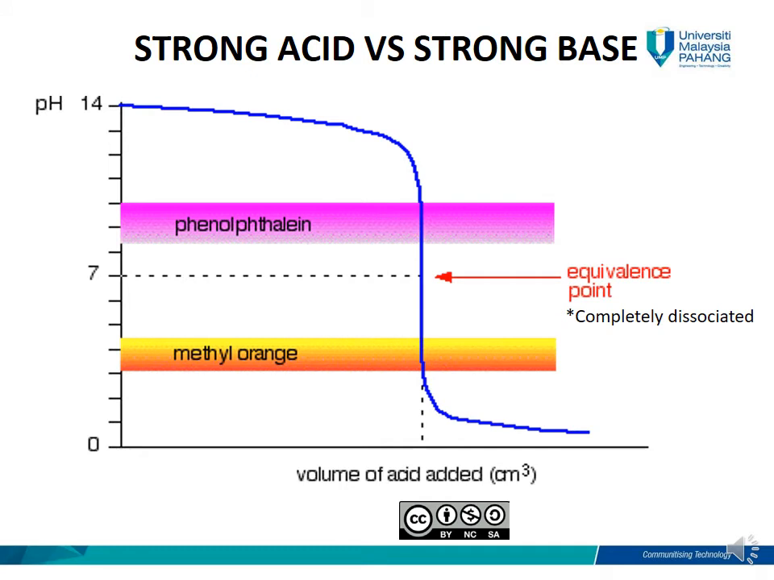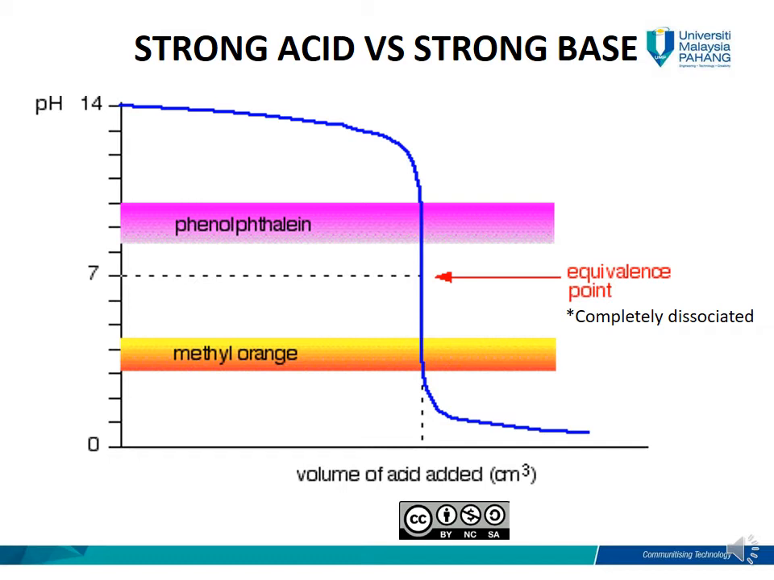So let's say this is the titration curve. Can you identify what is in the conical flask and what is in the burette? In this case, you can see that when the volume of acid added is 0, the pH is at 14. It means that in the conical flask is base, whereas in the burette is the acid.